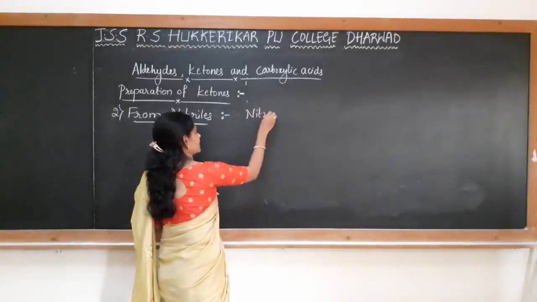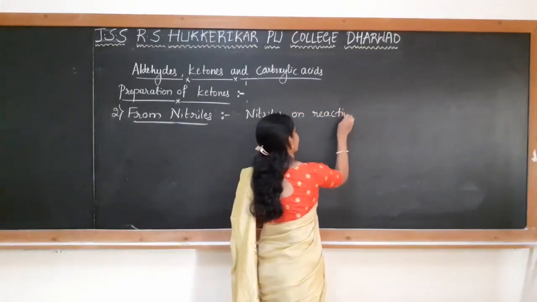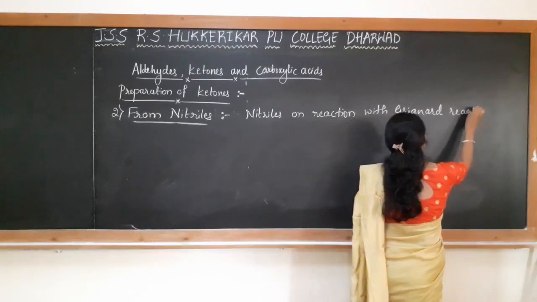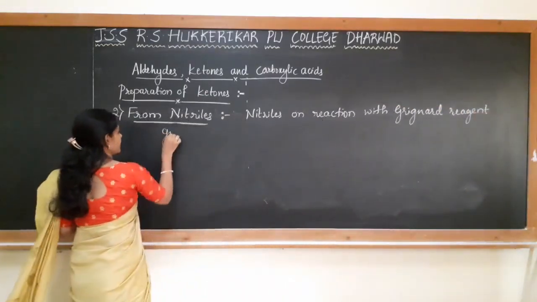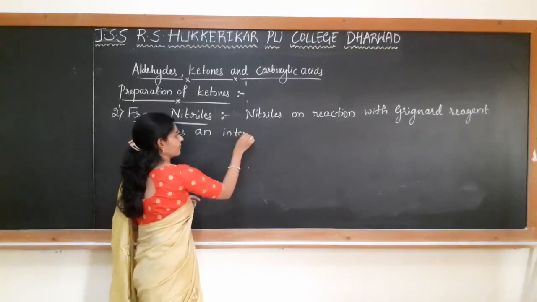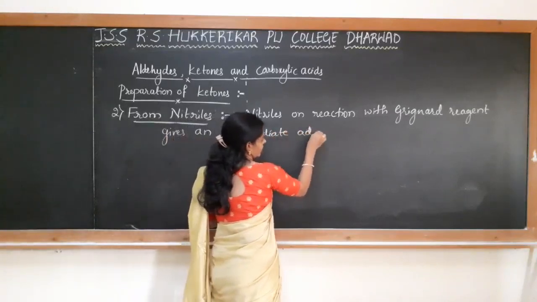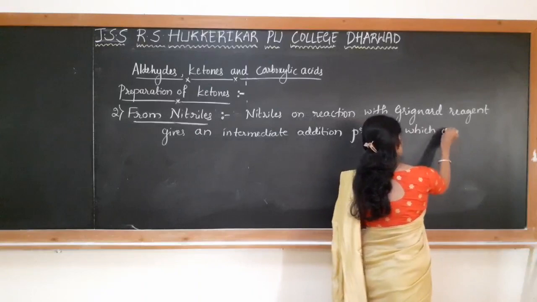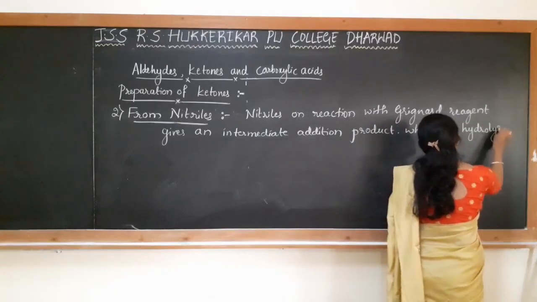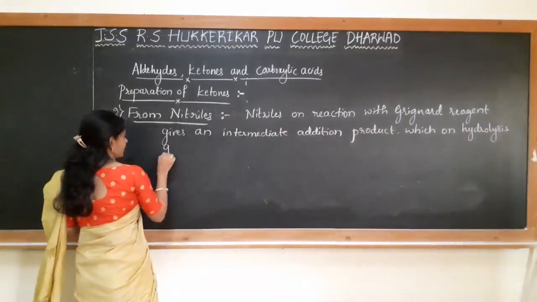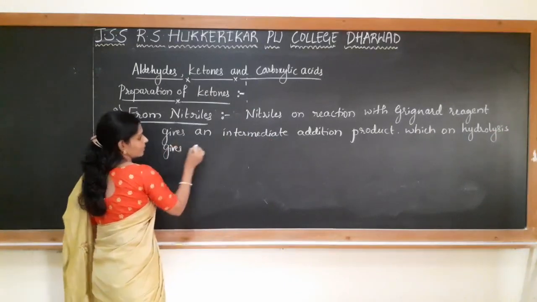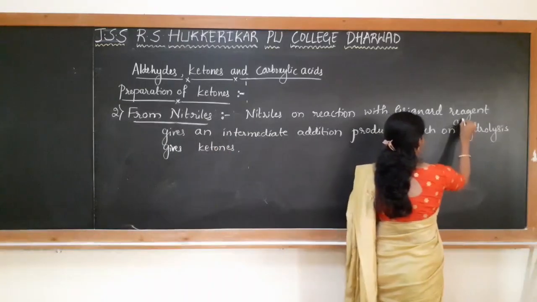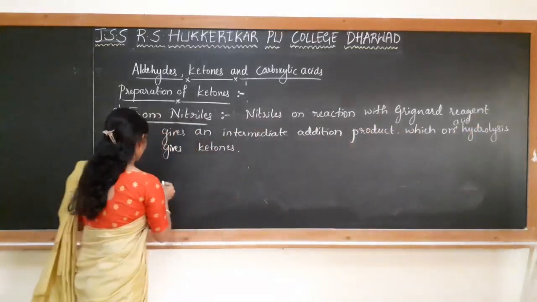What is the reaction? Nitriles on reaction with Grignard reagent gives an intermediate addition product, which on acid hydrolysis gives ketone. Okay, so one example we write here.